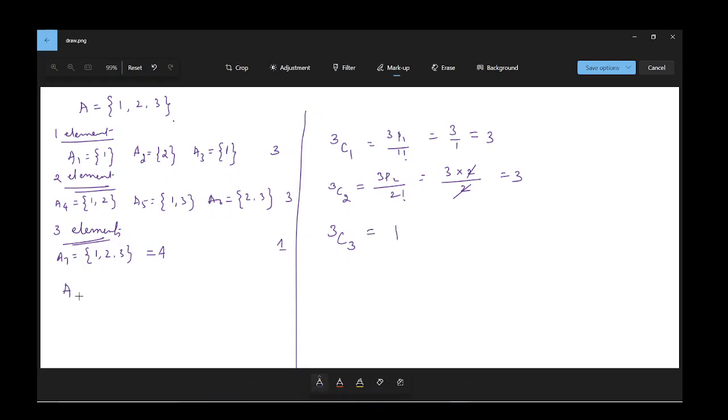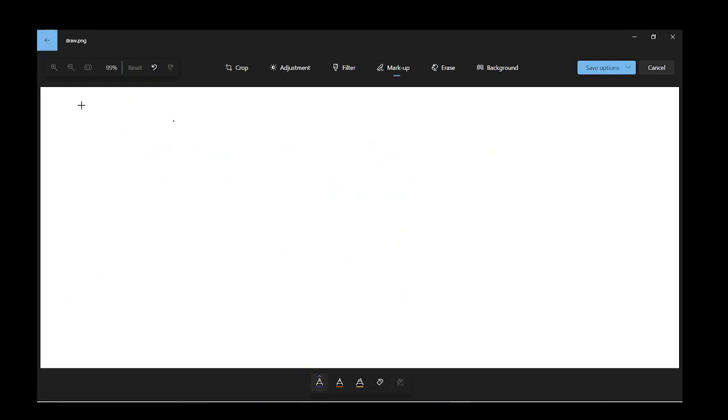Finally, we should not forget to take the empty relation. So totally we have 8 subsets. So when n is equal to 3, we are getting 8 subsets. Finally, we'll take one more example.